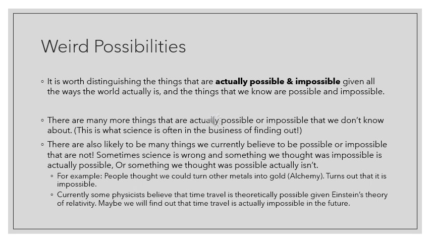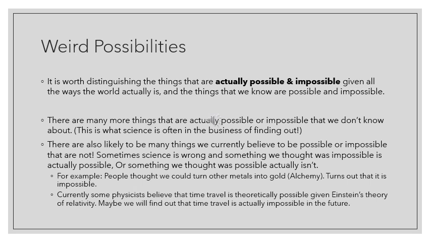This is what science is often in the business of: finding out what's possible and what's not possible by doing experiments. Now, when science finds out that something is possible or not possible, well, it was always the case that thing was possible or impossible, right? It just now turns out that we have come to know that it's not possible or is possible.